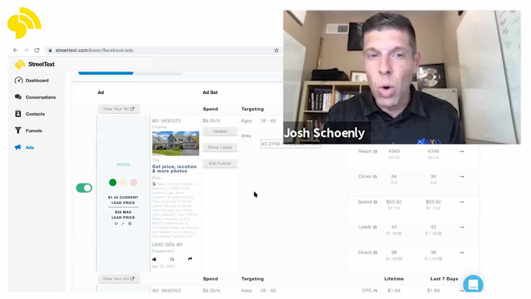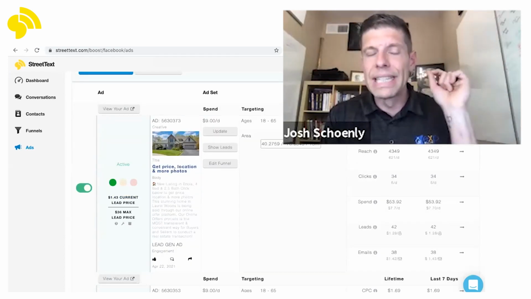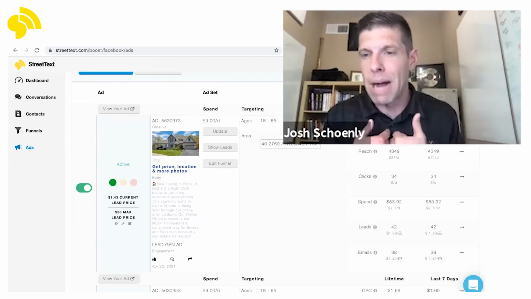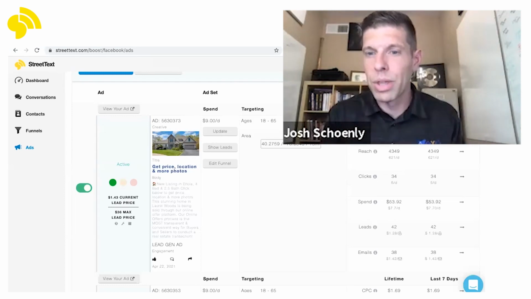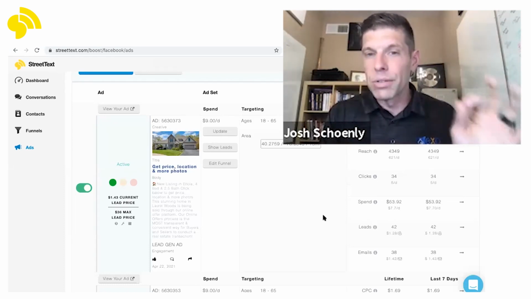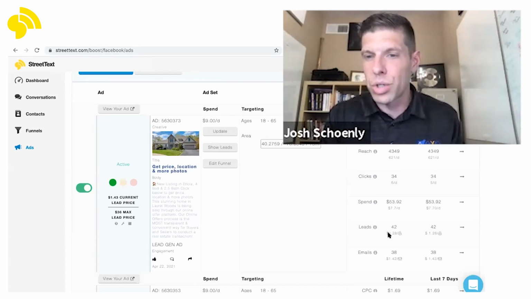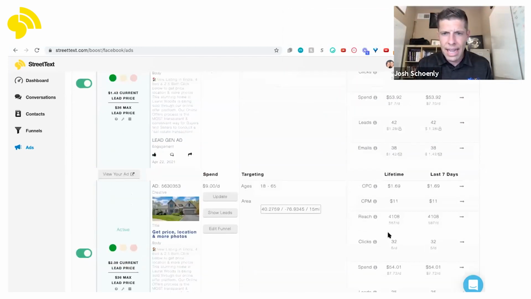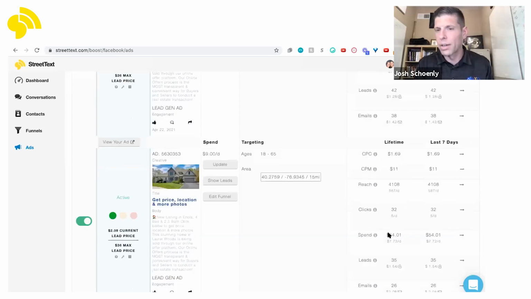So this property is about double the average home price in my market. Okay. So I share that with context. It's about double. And yet I'm paying $1.28 a lead. $1.28 a lead. I think I have two campaigns going, $1.54 in that.